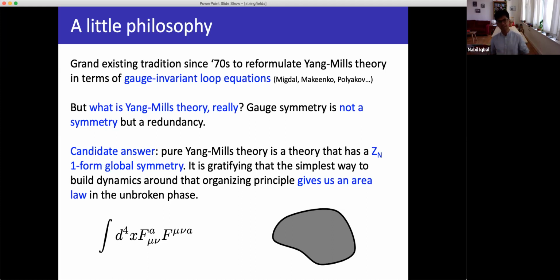From that point of view, it's kind of nice that the simplest way to build dynamics around that organizing principle, which I think is what we've done, does actually give you an area law in the unbroken phase. It gives you this hallmark of confinement. And it's fun to keep pushing on this and see if you can really get all the structures of gauge theory from this very different, manifestly gauge invariant formalism. So this is the hope.